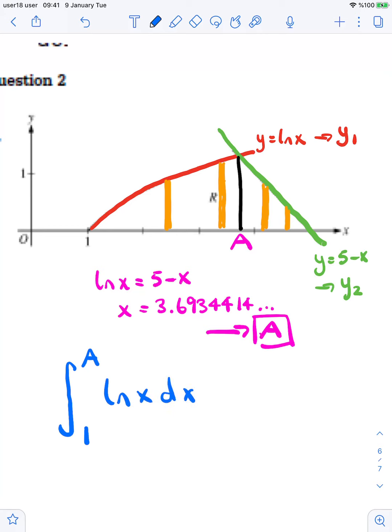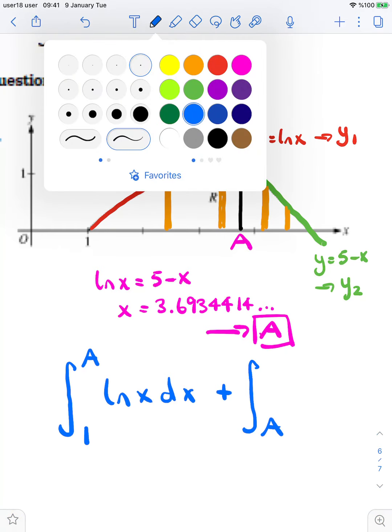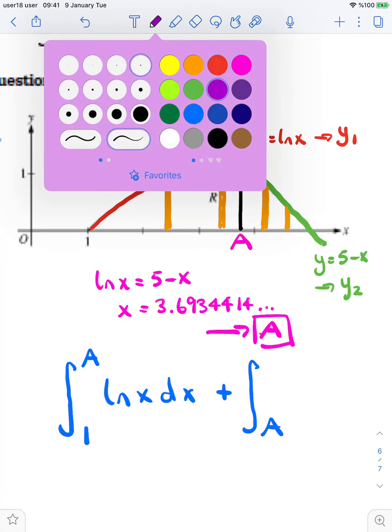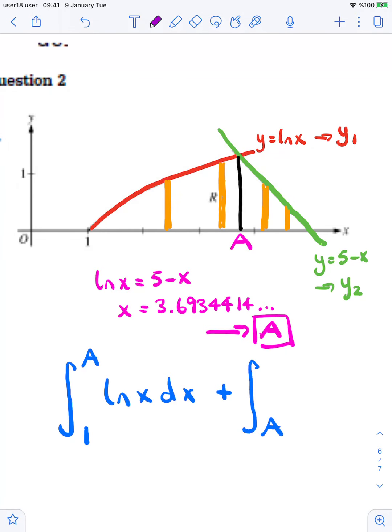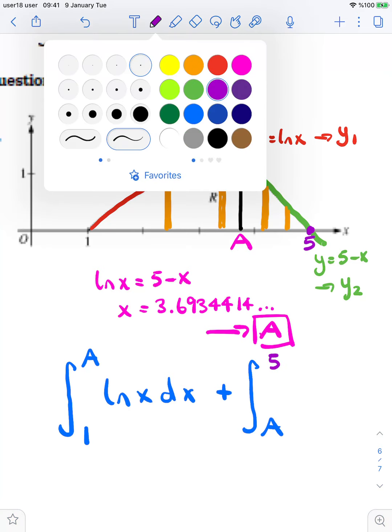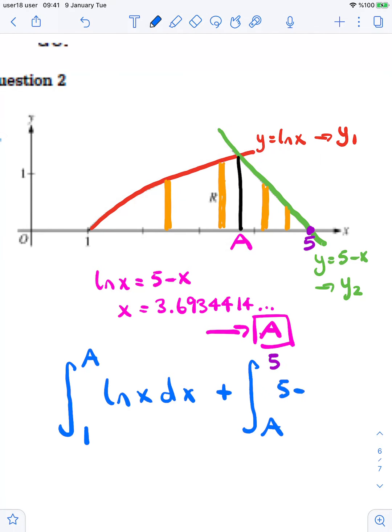Please, whatever you do, don't work these out separately. Your calculator is really quite clever. So you can just say simply plus the integral from a. Well, we need to know this point, but I don't think anybody should have difficulty finding where y equals 5 minus x is equal to 0. Of course, that must be when x equals 5. So it's from a to 5 of 5 minus x dx.